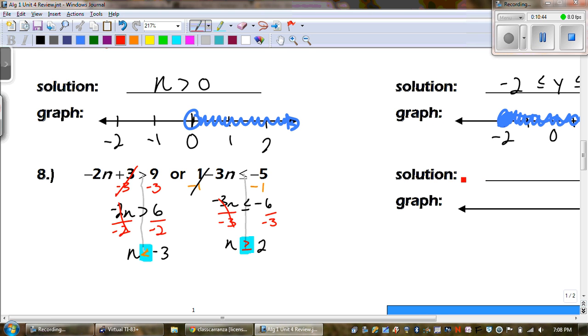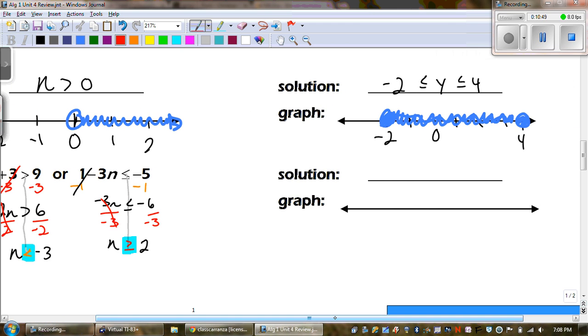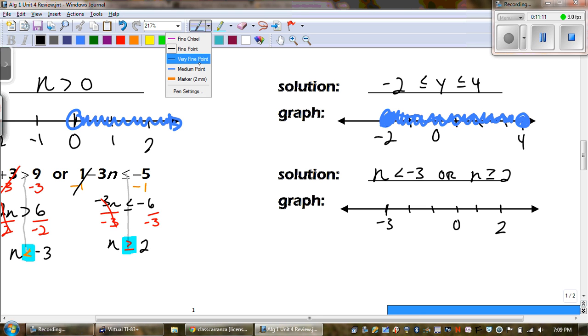Now, before I write my solution, are those in order from least to greatest? They are. So our solution is n is less than negative 3, or n is greater than or equal to 2. So we've got negative 3 here, there's negative 2, negative 1, there's 0, 1, and 2. At negative 3, we're open and we shade to the left. At 2, we're closed and we shade to the right.